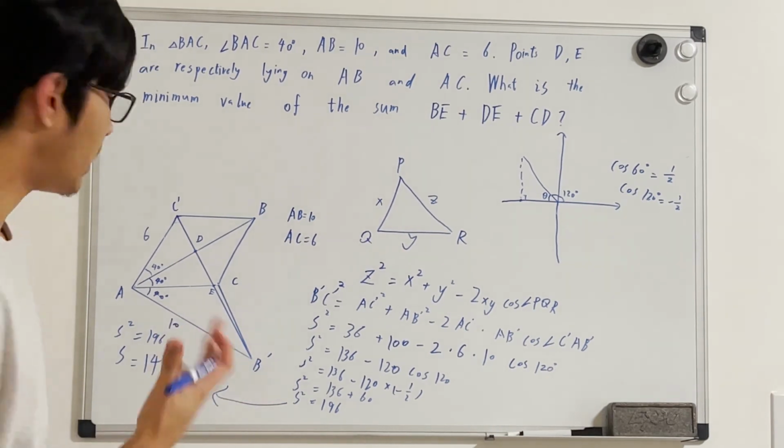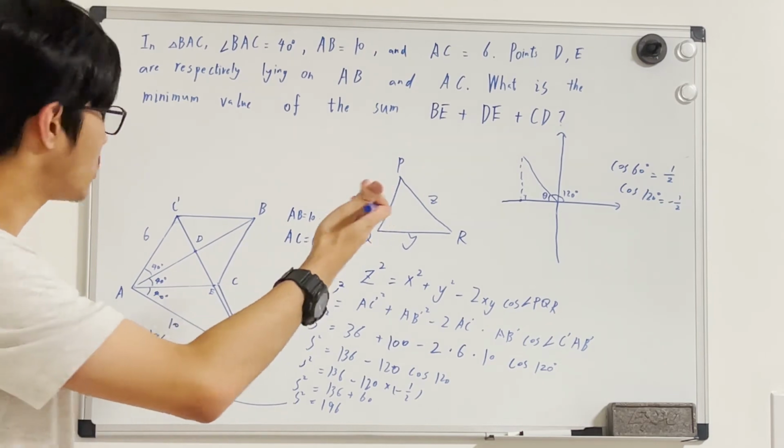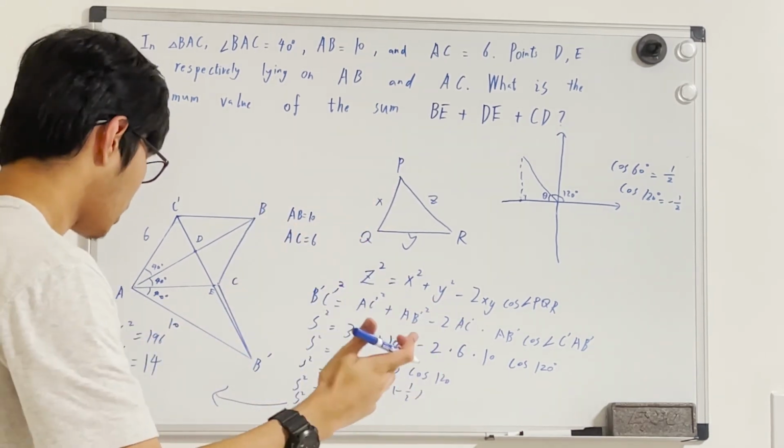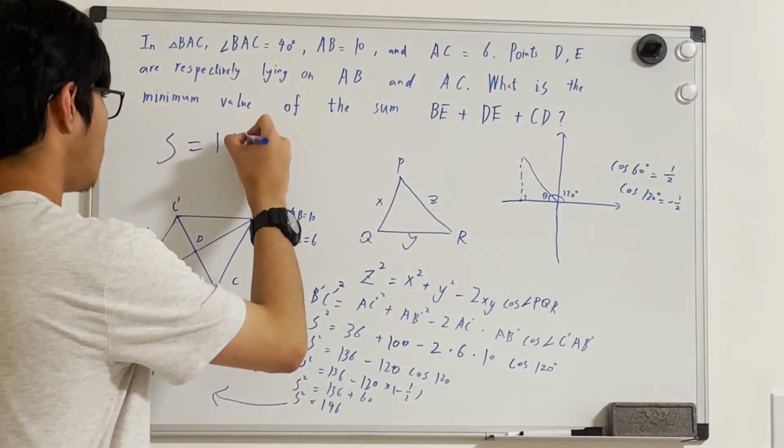In this case, S cannot be negative because it's a sum of 3 lengths. We're doing a geometry question, so we don't want to consider negative. Yeah, so the final answer is S equals 14.